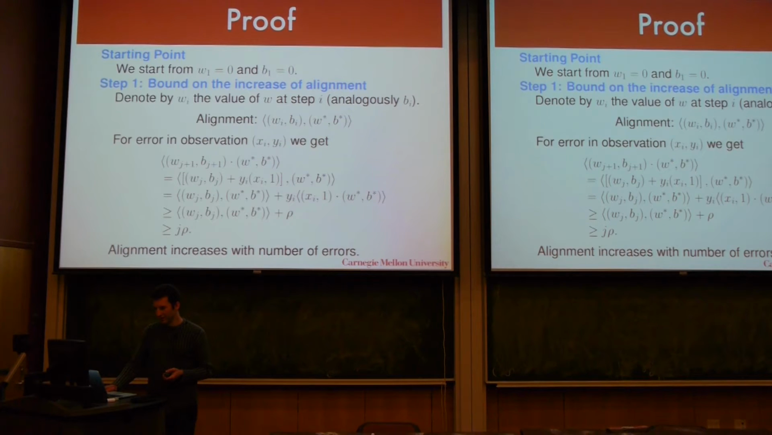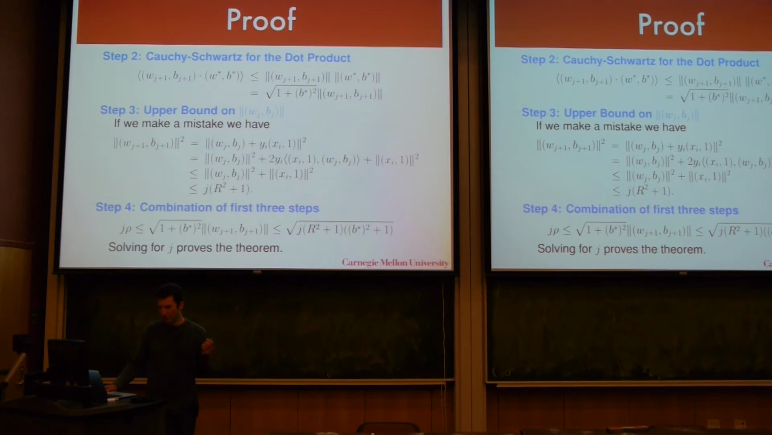So now the next thing I'm going to do is get an upper bound. We know that the product that we just bounded from below is bounded from above by this term. That's just what it's worth. So if I can upper bound the norm of the parameter vector, I get something that grows with j. So we now bound the upper norm. That's the norm of wj.